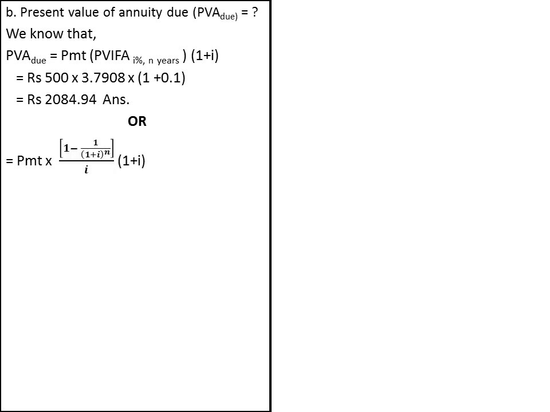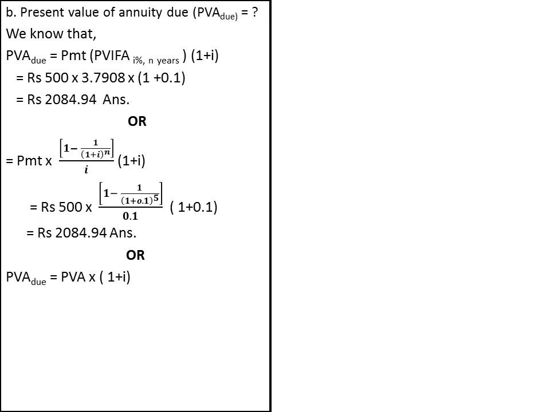Alternatively, you can put the value of I and N. You can also find it from the formula method if you don't have a financial table. The answer is the same. Or alternatively, there is another way too. PVA due equal to PVA into 1 plus I, because the formula of PVA is PMT, PVIFA I% N years, and into 1 plus I. Now you can get the same value.